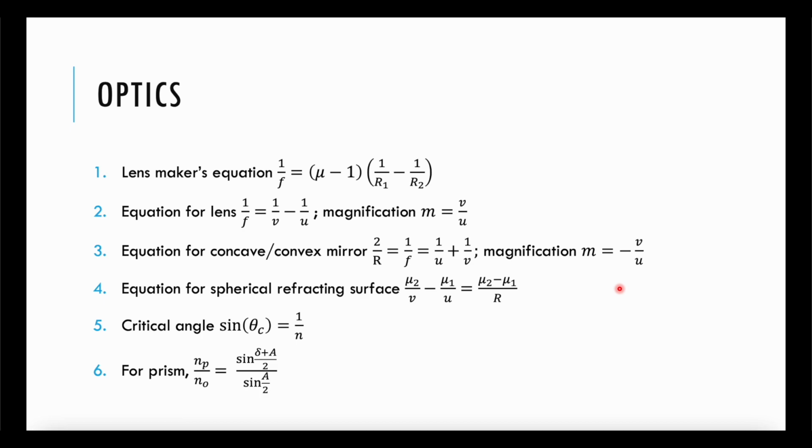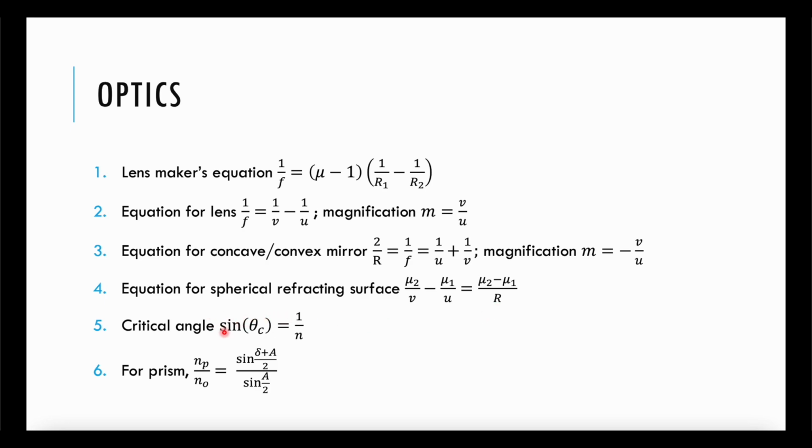Similarly, the equation for a spherical refracting surface, there was one problem where the equation is mu 2 by v minus mu 1 by u. This is the refractive index of the spherical surface, and this is the medium from which the light is coming, and this r is the radius of curvature of the refracting surface.